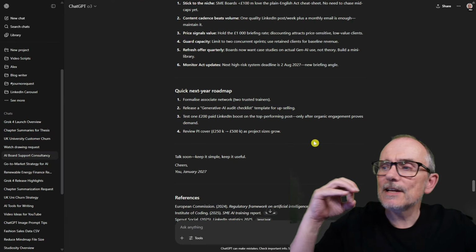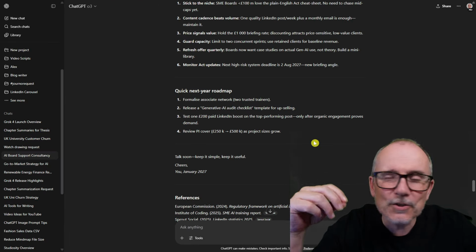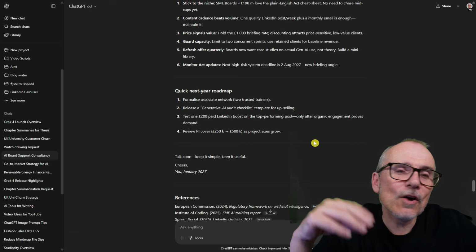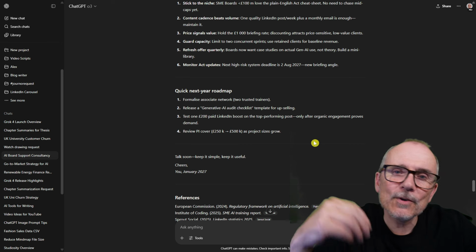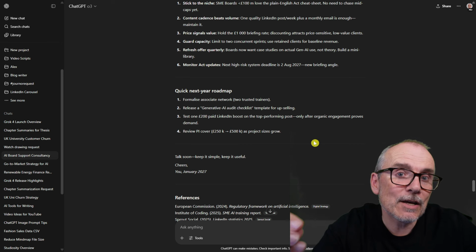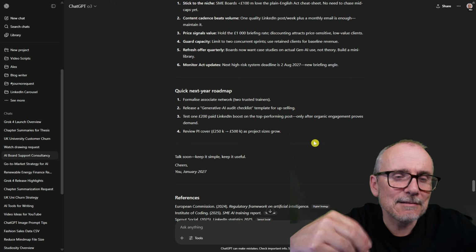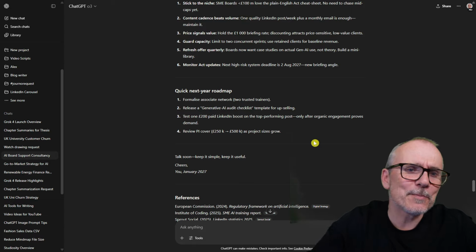So really, really useful to get ChatGPT to just do that forward retrospective, because although none of these things are true, none of these things are real, it does give you an idea of how things might go with this project. And I think that's a useful insight. Anyway, you try it out. Let me know how it works for you in the comments below.